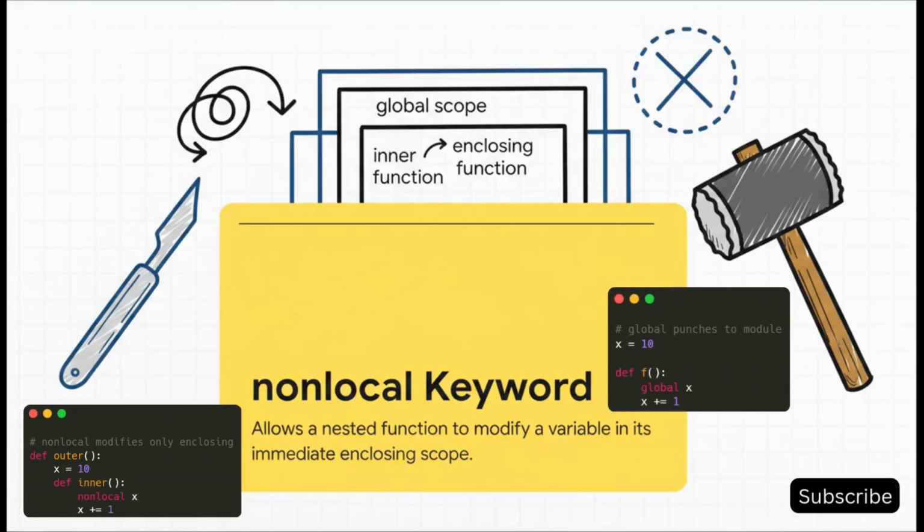Think of it like this. Nonlocal is the surgical tool where global is a sledgehammer. It's designed specifically for nested functions. It lets an inner function reach out and modify a variable from the function that's directly wrapped around it without ever touching the global scope.